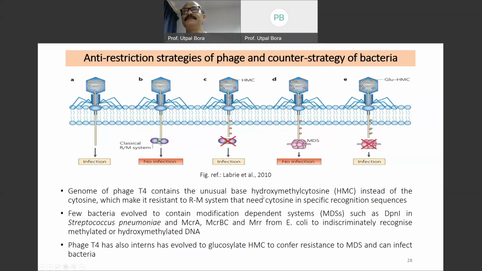Okay. So the genome of phage T4 contains the unusual base hydroxymethyl cytosine instead of cytosine, which makes it resistant to the restriction modification system that needs cytosine in specific recognition sequences. A few bacteria evolved to contain modification-dependent systems such as DpnI in Streptococcus pneumoniae and McrA, McrBC, and Mrr from E. coli to indiscriminately recognize methylated or hydroxymethylated DNA. Phage T4 has in turn evolved to glucosylate 5-hydroxymethyl cytosine to confer resistance to these systems and can infect the bacteria. So you can see in the last case, the infection is happening.